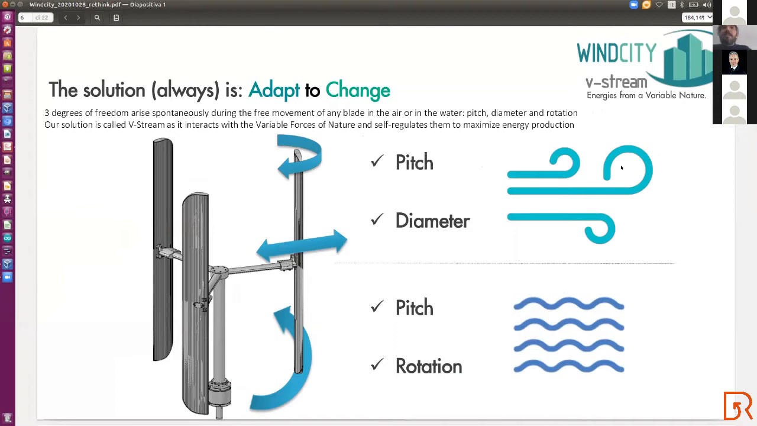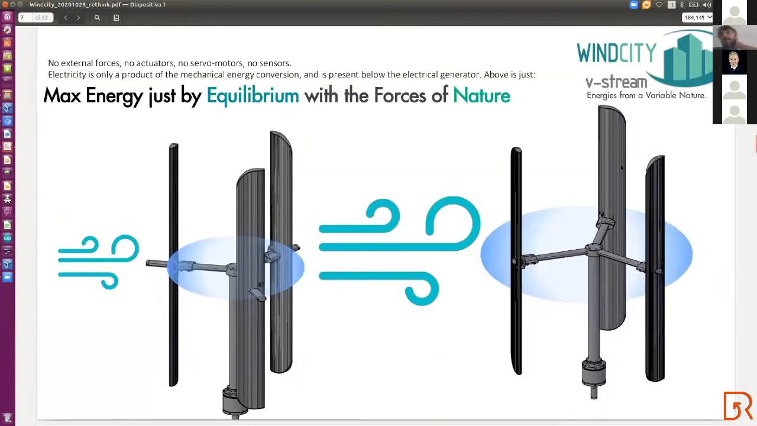The solution is always adapting to change, and we have these 3 degrees of freedom that arise spontaneously during the free movement of any blade in the air or the water: pitch, diameter, and rotation. And our solution interacts with the variable forces of nature and self-regulates this pitch, diameter, and rotation to maximize energy production. There are no external forces, no actuators to do this. It's only equilibrium with the forces of nature, getting out the maximum energy from the fluids.